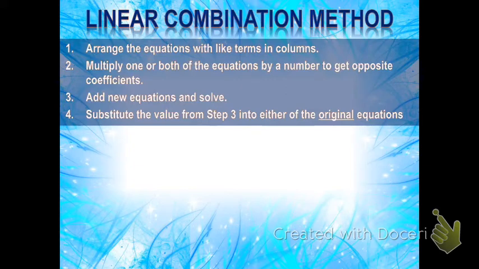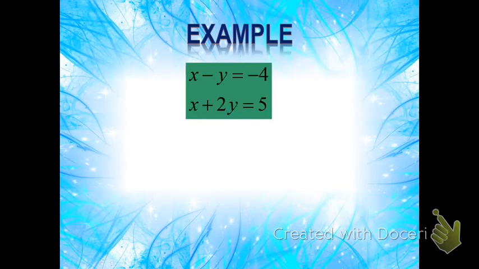You will accomplish that by multiplying one or both of the equations by a coefficient. After that, you will add the columns of the problem, and that will eliminate one of the variables and allow you to solve for the other. And then once you know what one variable is, you can use substitution to solve for the remaining variable. So let's look at an example to make this more clear for you.